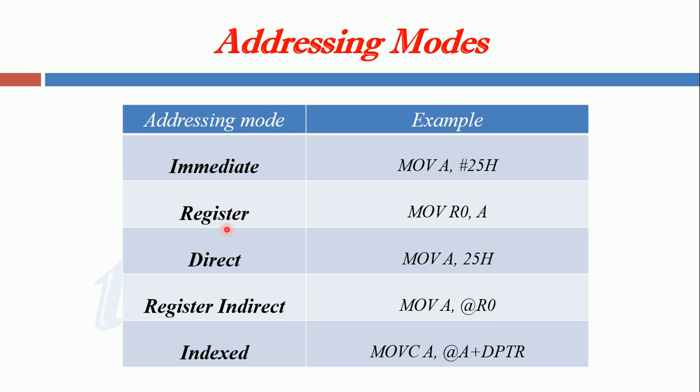Second addressing mode is register addressing mode. In register addressing mode, both source and destination operands are registers. These registers can be the accumulator and any one of the registers from R0 to R7.